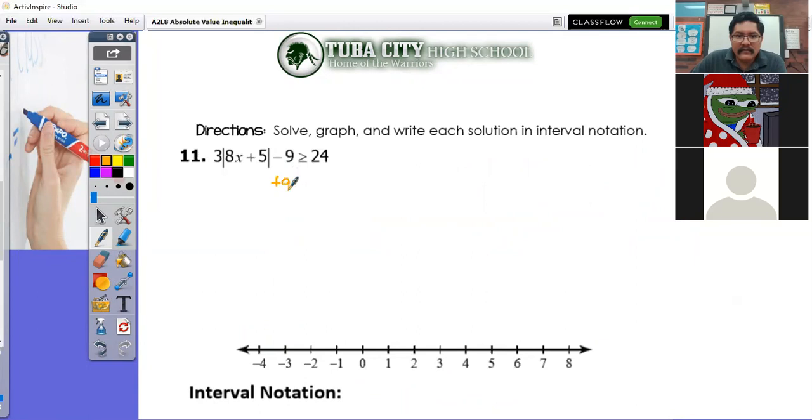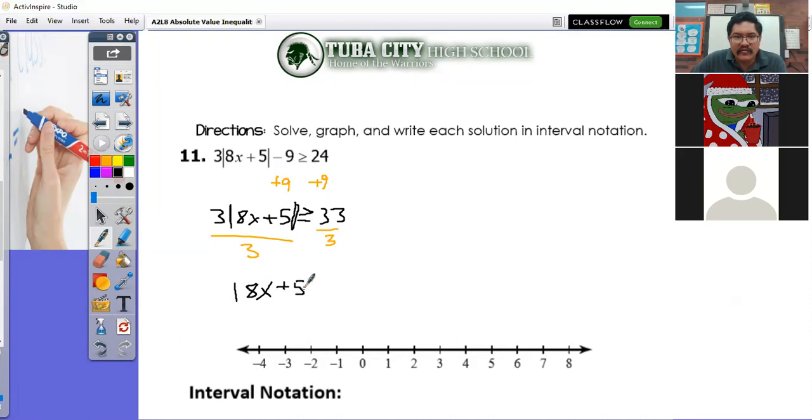Add 9, because I want to get that isolated. 3 absolute value 8x plus 5. And we got rid of that 9, so don't need to worry about that. Oh, and absolute value sign 2. Make them a little bit more bold. And then 24 plus 9 is 33. Divide both sides by 3. And now I should have my absolute value isolated.